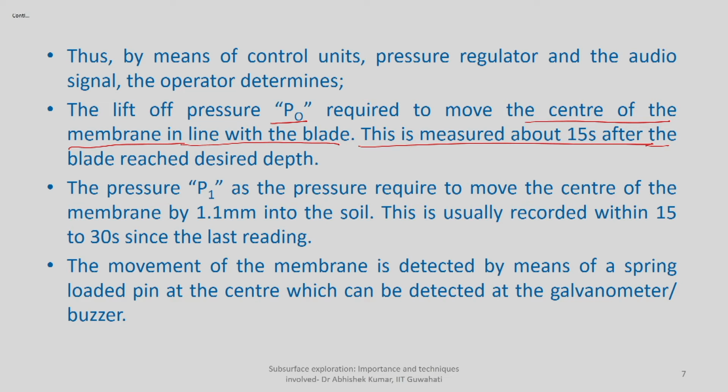The second pressure, that is P1, is a second measurement you have to do at the depth of interest. It is defined as the pressure required to move the center of the membrane. In the first part, when we were measuring the P0 value, we actually bring the membrane in contact with the blade, so it is kind of flattening the membrane.